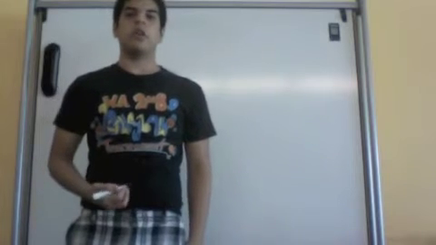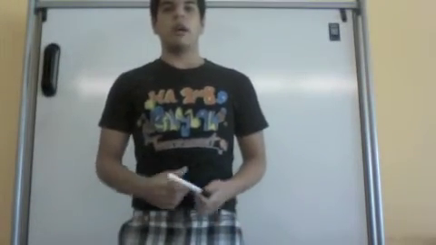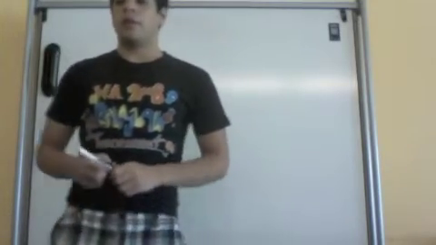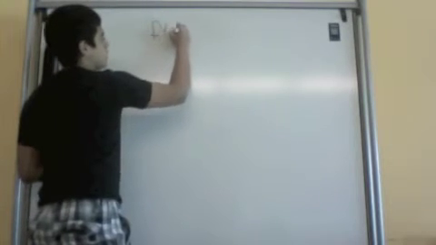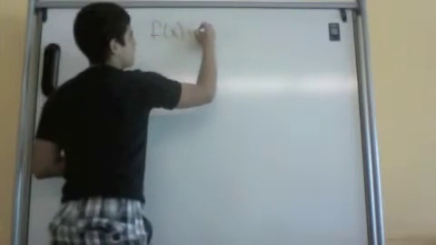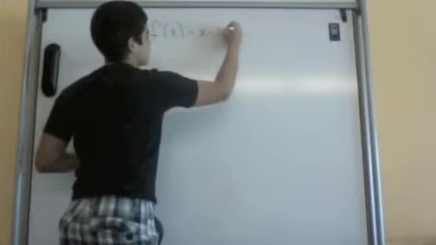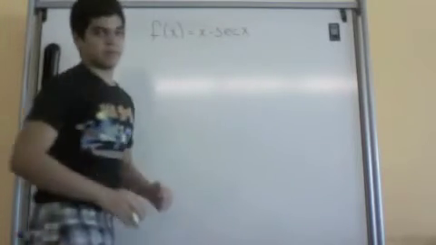Hello, my name is Ramon and I will be talking about the different types of derivatives. Mostly I will be talking about how to derive when you have a trigonometric function inside of a function. For example, we have f of x is equal to x times secant of x.